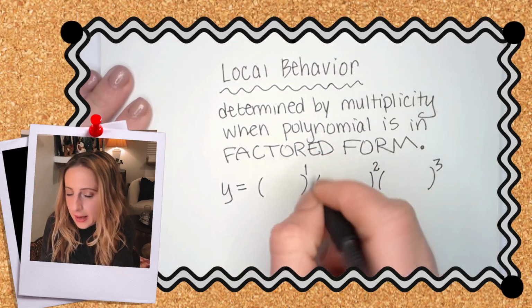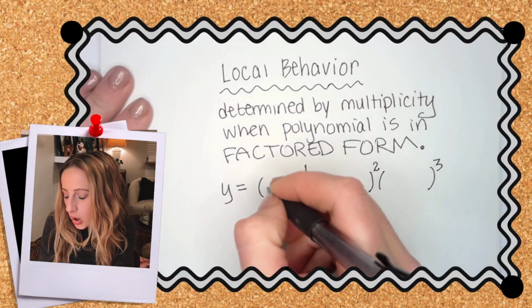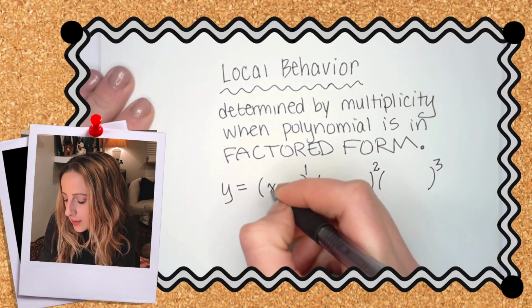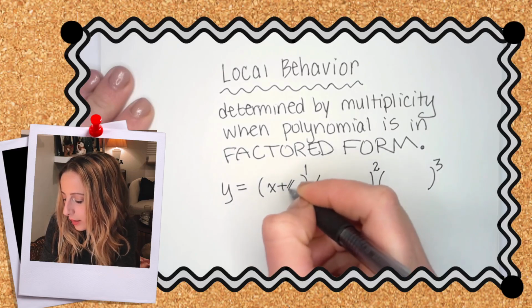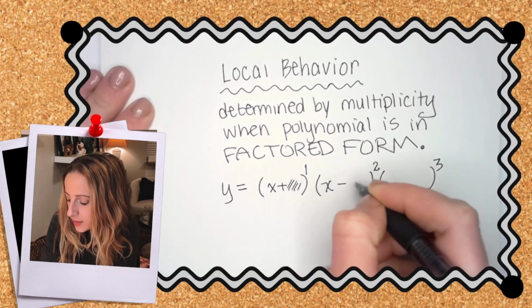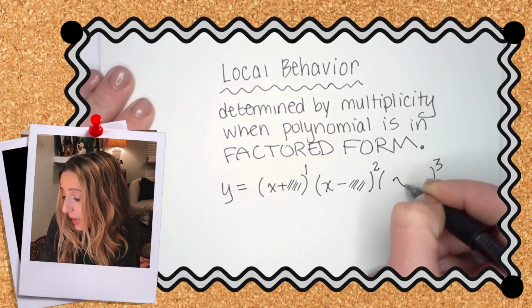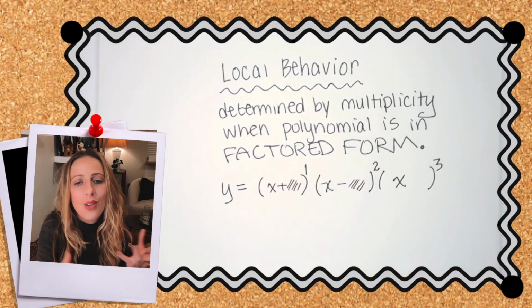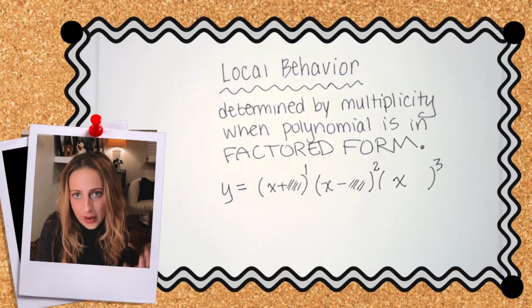Now, also when it's in factored form, lots of things can be going on inside of these parentheses. I'm just going to say like it's really x plus something, right? Maybe it's an x minus something. Maybe it's just an x, which is really like x minus 0. So something along these lines you're going to have in your factored form.